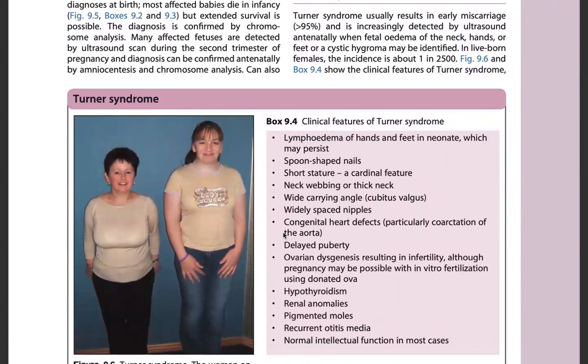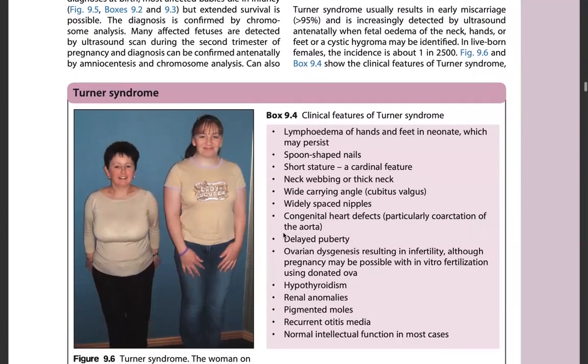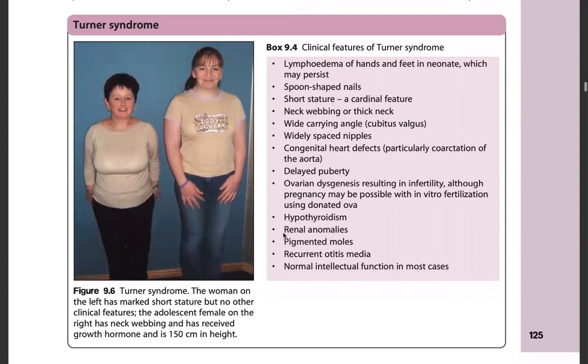Clinical features of Turner syndrome include lymphedema of hands and feet in the neonate, which may persist, spoon-shaped nails, short stature, a cardinal sign, neck webbing, a thick neck, wide carrying angle, cubitus valgus, widely spaced nipples, congenital heart defects, particularly coarctation of the aorta, delayed puberty, ovarian dysgenesis resulting in infertility, although pregnancy may be possible with in vitro fertilization using donated ova, hypothyroidism, renal anomalies, pigmented moles, recurrent otitis media, and normal intellectual function in most cases.